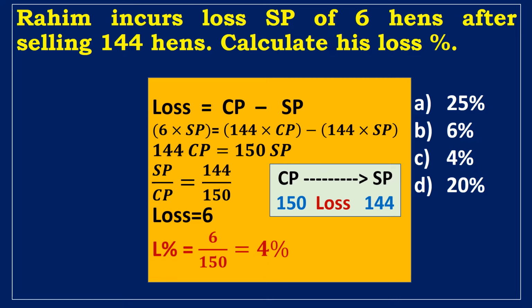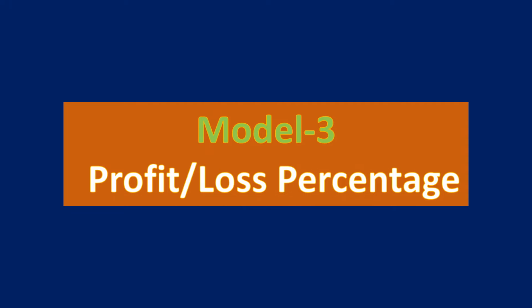The shopkeeper incurs a loss of selling 144 hens would be 6 into the selling price. When these numbers are substituted into the calculation, we obtain 6 into SP equals 144 CP minus 144 SP. Simplify the equation to get SP divided by CP equals 144 divided by 150. Here, the cost price is 150, the selling price is 144, and the loss is 6. According to the loss percentage formula, percentage loss equals loss divided by cost price, which is 6 divided by 150 or 4%. The third model is profit or loss percentage.